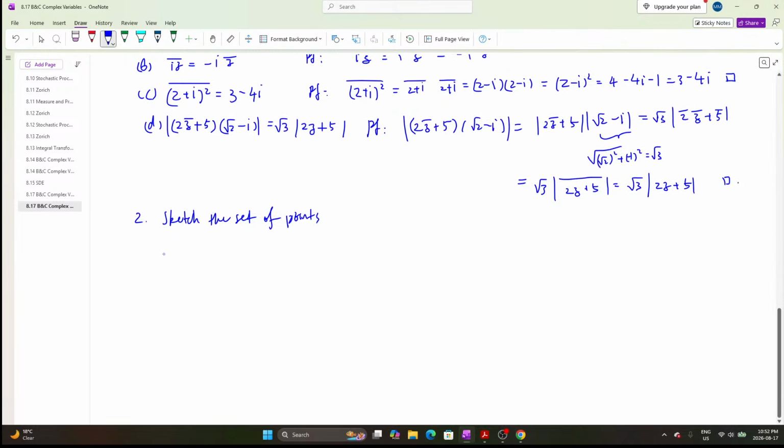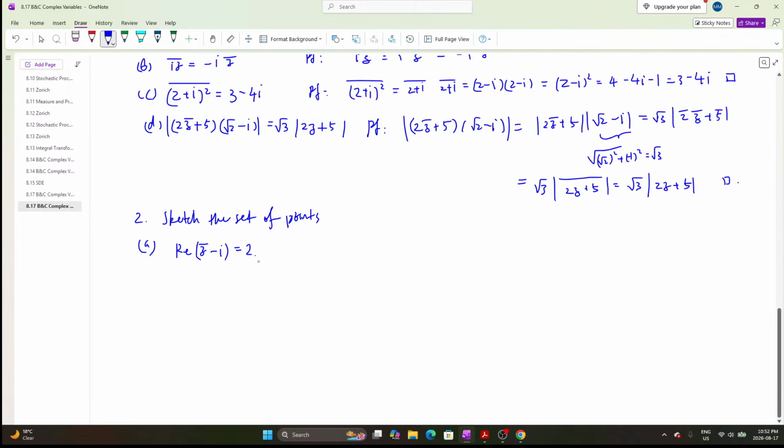Sketch the set of points. So right, that's part A. Part A says the real part of z bar minus i is 2. So that's the first set.